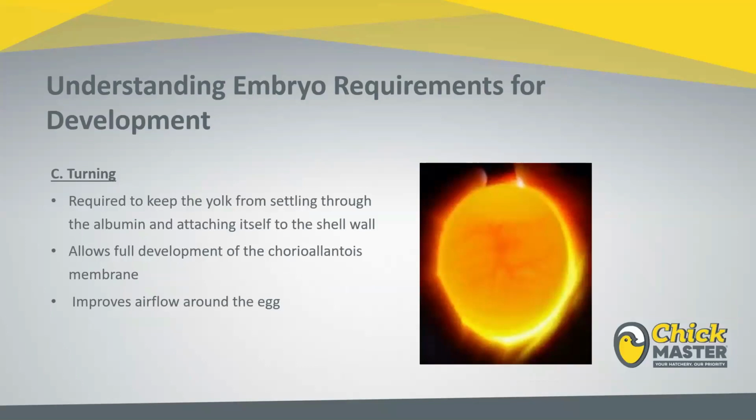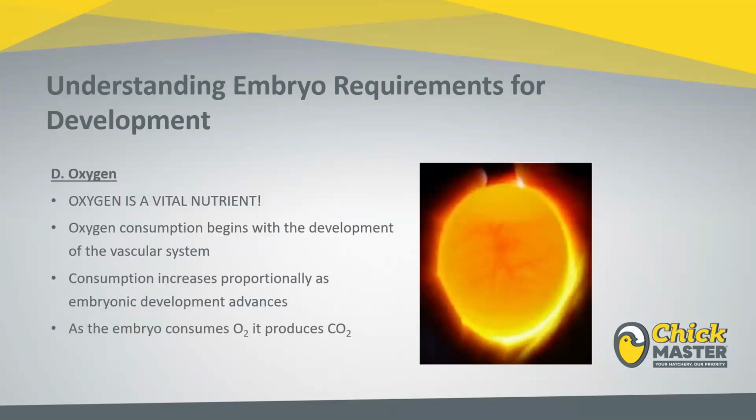Obviously, turning is a requirement to keep the yolk from settling through the albumin and attaching itself to the shell wall. It also allows full development of the chorioallantois membrane, the vascular system that lines the interior of the egg, and improves airflow around the egg. And then we'll just talk about oxygen.